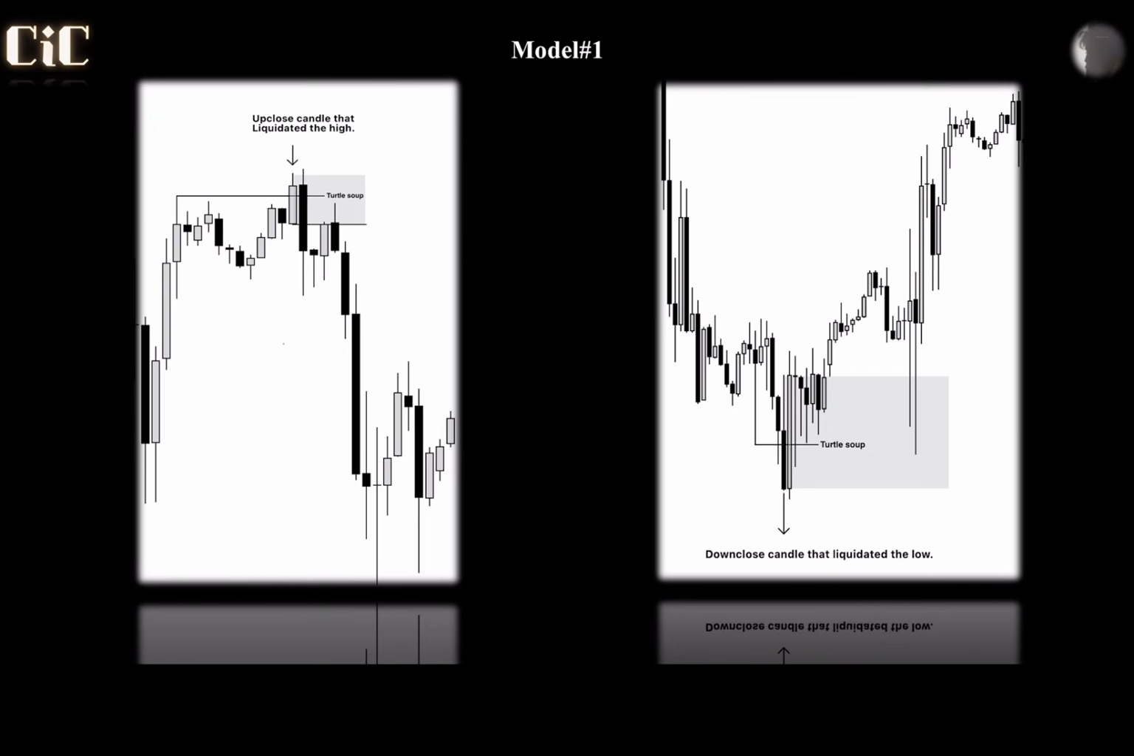Right, now that was a bit too much. I went a bit deeper than I was intending to in the summary. But in plain English, bearish model number one: up close candle, liquidated the high. Bullish model number one: down close candle that liquidated the low.